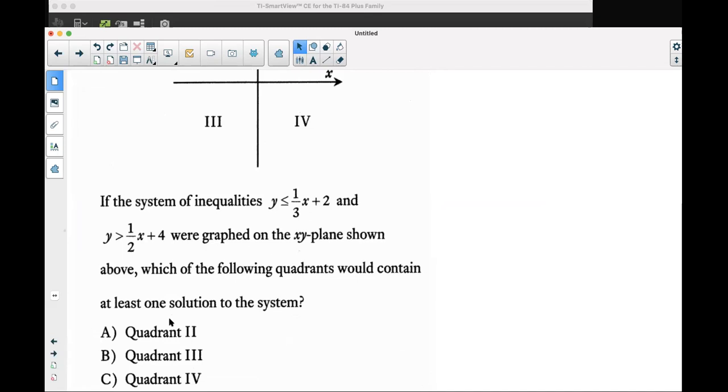Now, what you guys can do is this. You can try to do this one by hand if you choose to do so. We'll try to do that, and then we will also try to do it with the calculator as well. We will do it in both ways.